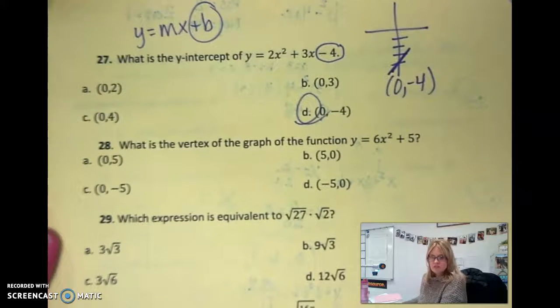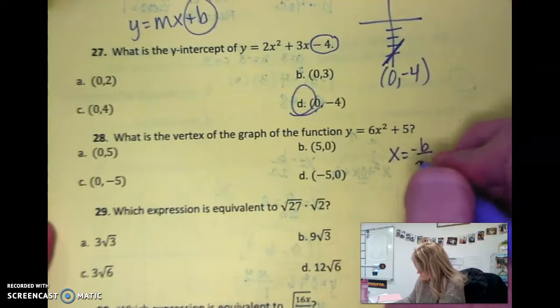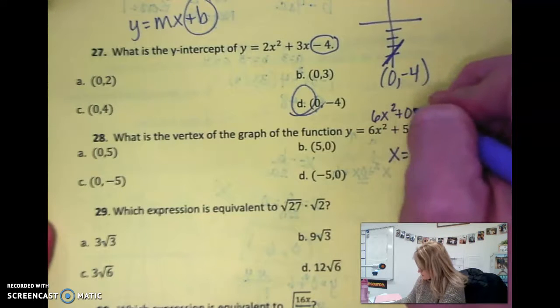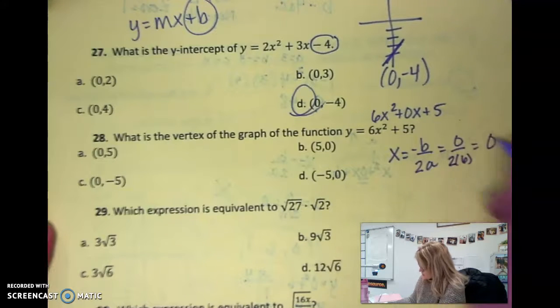How do we find the vertex of a function? x equals negative b over 2a. Remember, b is the number in front of the x, and since it's not there, it's a 0. So 0 over 2 times 6, which is still 0.